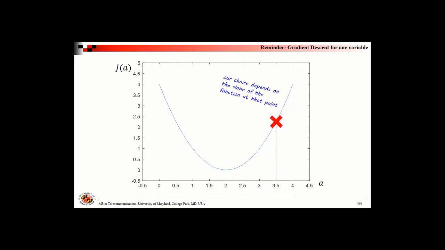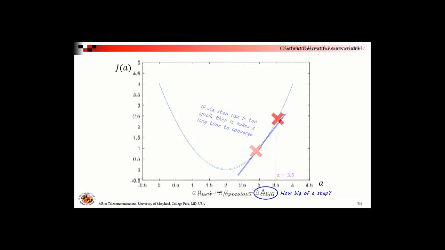Our choice of the direction we're going to move really depends on the slope of the function j at that point with respect to a. In this case, the derivative is positive. It tells us which direction to move to get to lower ground. In other words, we need to choose a smaller a in order to get to lower ground. And our new selection of a is going to be equal to our old selection minus some amount. And a good question is, well, how big of a step are we going to take once we choose what direction to move in?